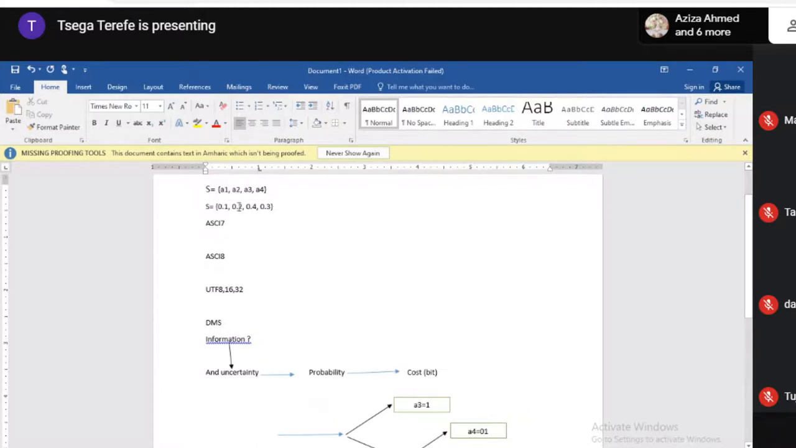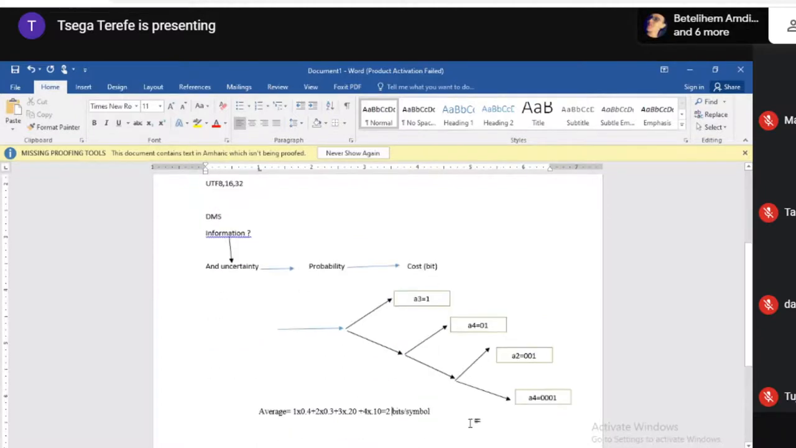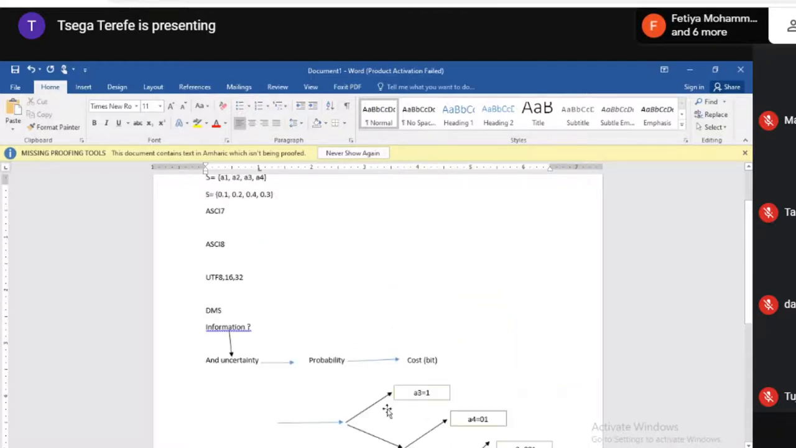In the moment you change one of the probabilities, this will be reduced to a lesser representation.